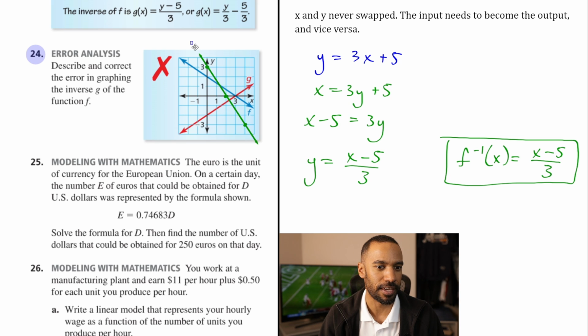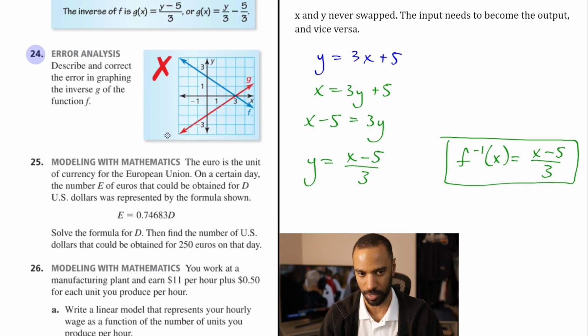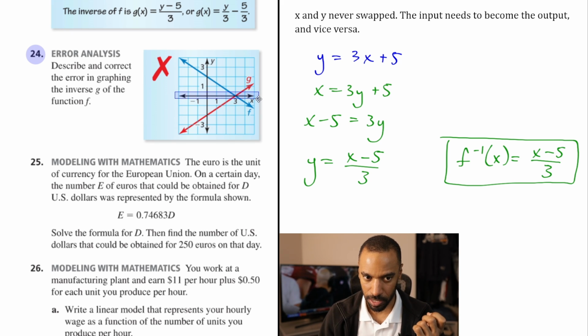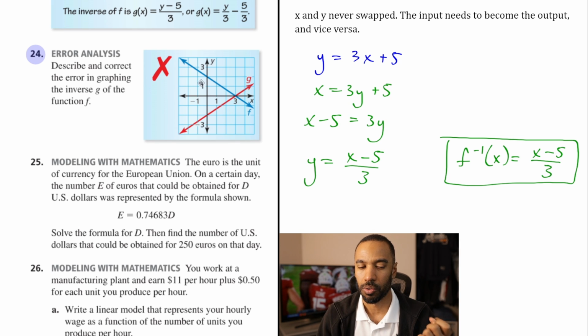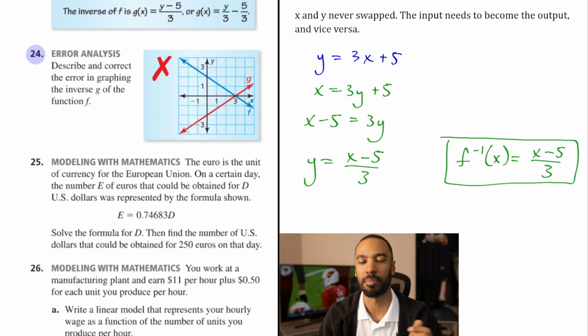This is my fix, so let me get rid of that for a second. Describe and correct the error in graphing the inverse g of the function f. So you look right here on number 24, and f is the original, and g is what they propose as the inverse. They reflected across a line all right, but they reflected across the x-axis. So the y values turned to the negative of what they were, instead of reflecting across the line x equals y and swapping the x's and y's.